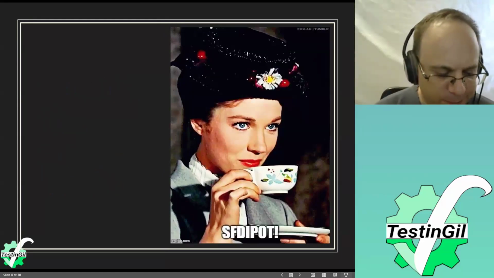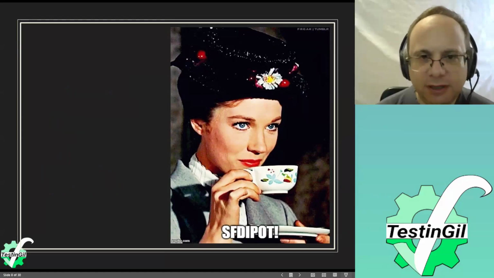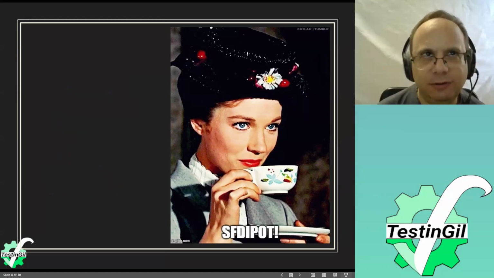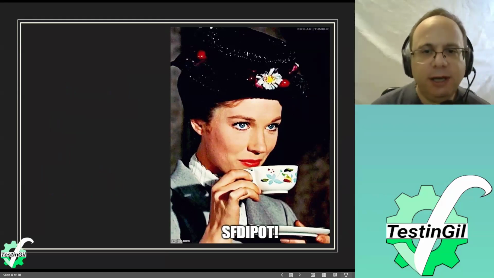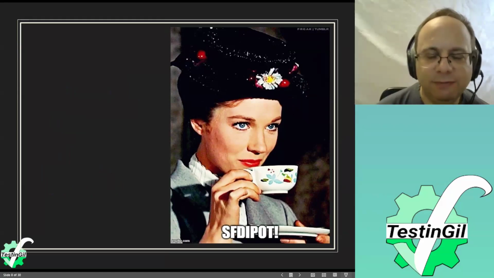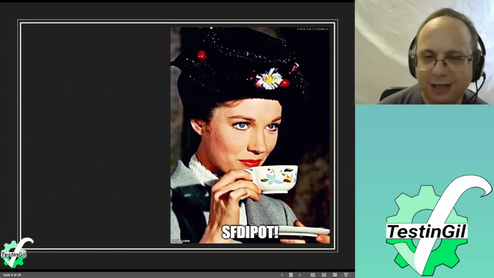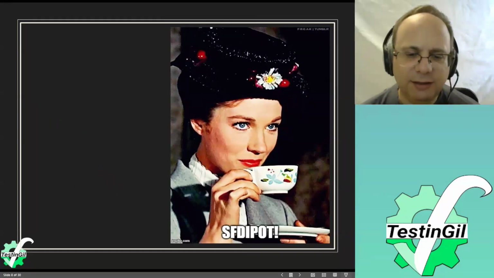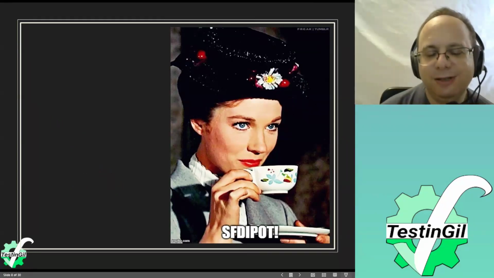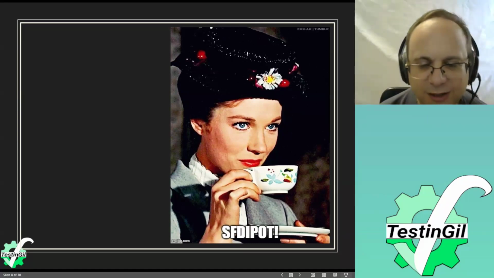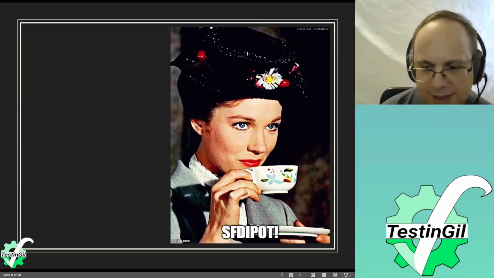So SFDIPOT is a strategy. It's not the only strategy, but it's a heuristic for test strategy. And that's the main description that James and Jon Bach gave to the people who created it. And it sounds funny, which is cool because it's easy to remember. And I'll show you in a minute what it includes. But basically, it's a heuristic.